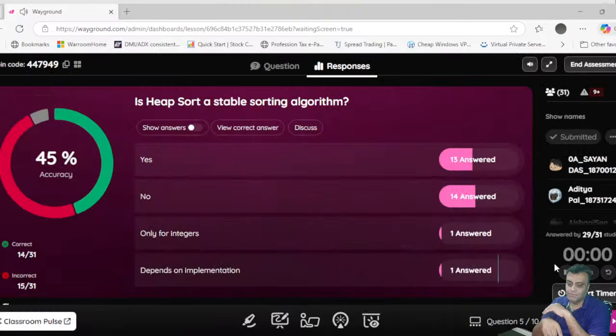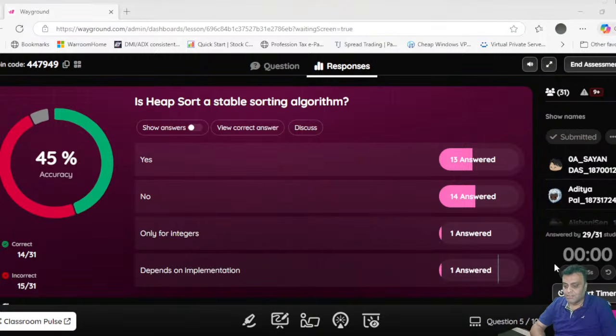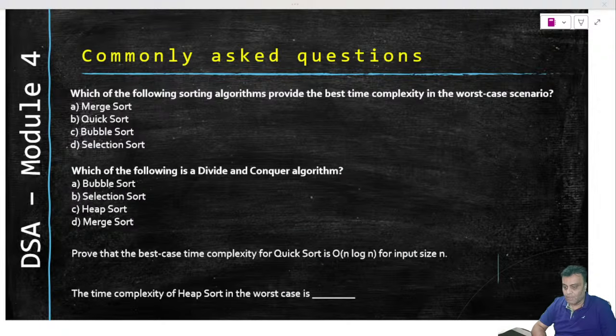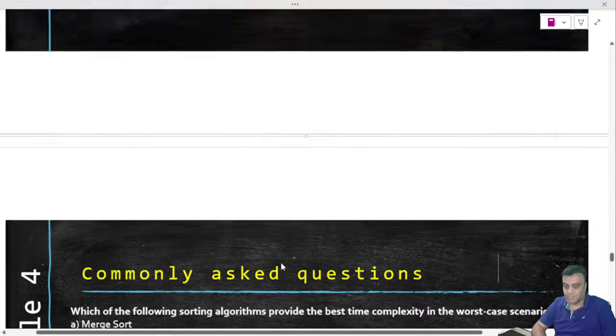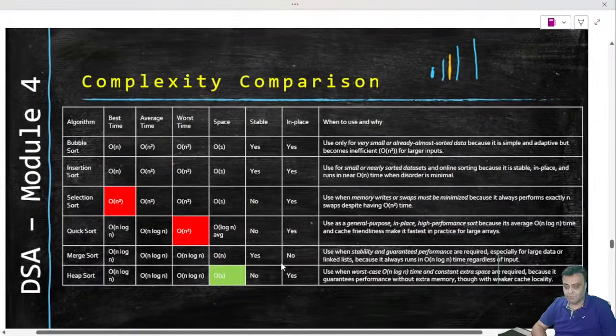You are getting confused, all of you. 14 of you answered no, which is incorrect. You are getting confused because I told you, right? Heap sort. Let us check what we have here. Just now we have done this. Heap sort stable, no. Quick sort stable, no.